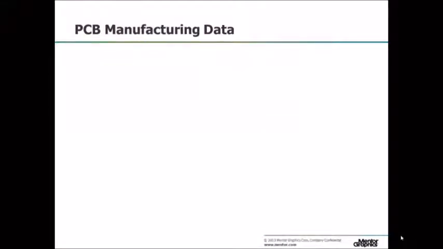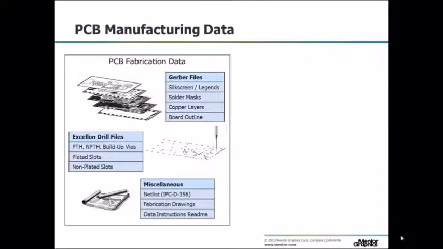Let's look at some of the traditional manufacturing data that we send for fabrication. Contained within our fabrication data set are Gerber files for our silkscreen, our solder mask, our copper layers and our board outline. Also included are the Excellon drill files for the plated through holes, the non-plated through holes and the vias. Also plated and non-plated slots are defined using Excellon drill files. We also include miscellaneous files such as net lists or fabrication drawings or data instruction README files.